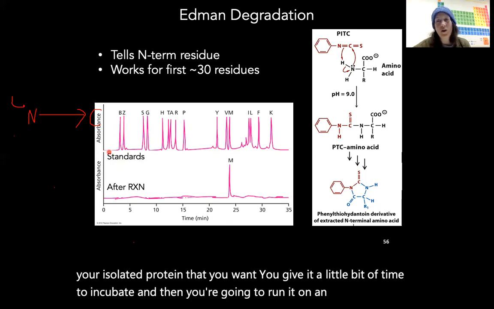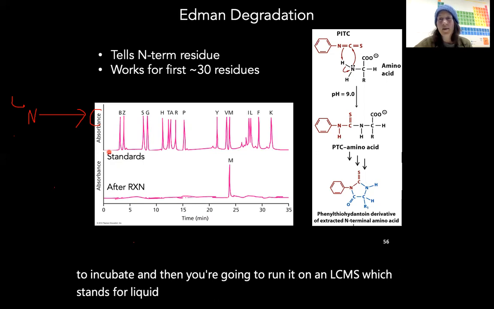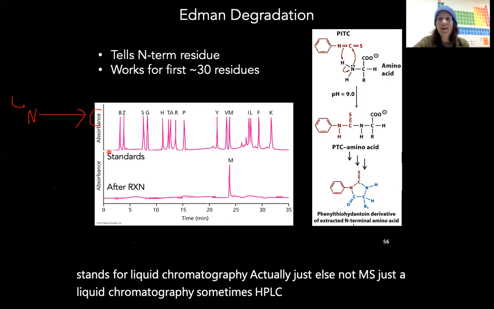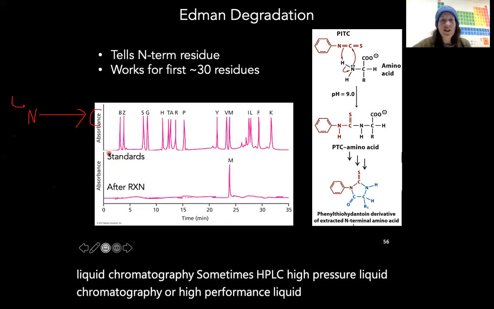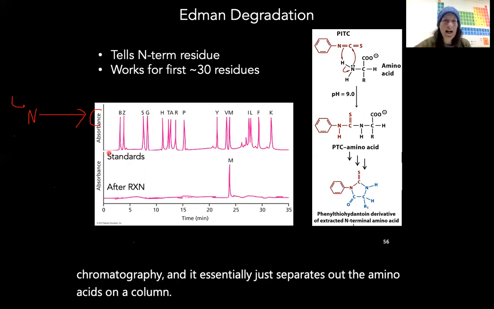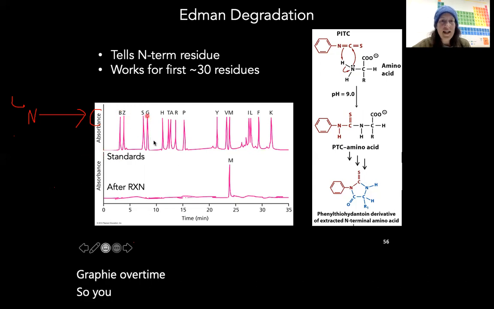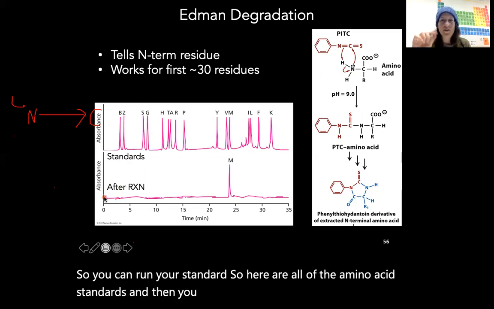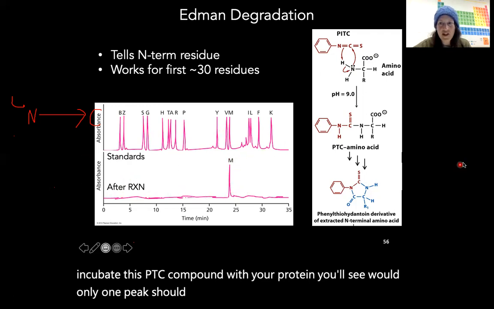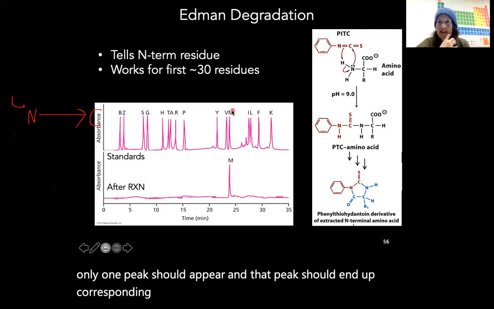LC, liquid chromatography. Actually, just LC, not MS. Just a liquid chromatography, sometimes HPLC, high pressure liquid chromatography or high performance liquid chromatography. And it essentially just separates out the amino acids on a column, it's chromatography, over time. So you can run your standards. So here are all of the amino acid standards, and then you can run your reaction, right? So if you incubate this PITC compound with your protein, you'll see, whoop, only one peak should appear, and that peak should end up corresponding to an amino acid that's in your standards.